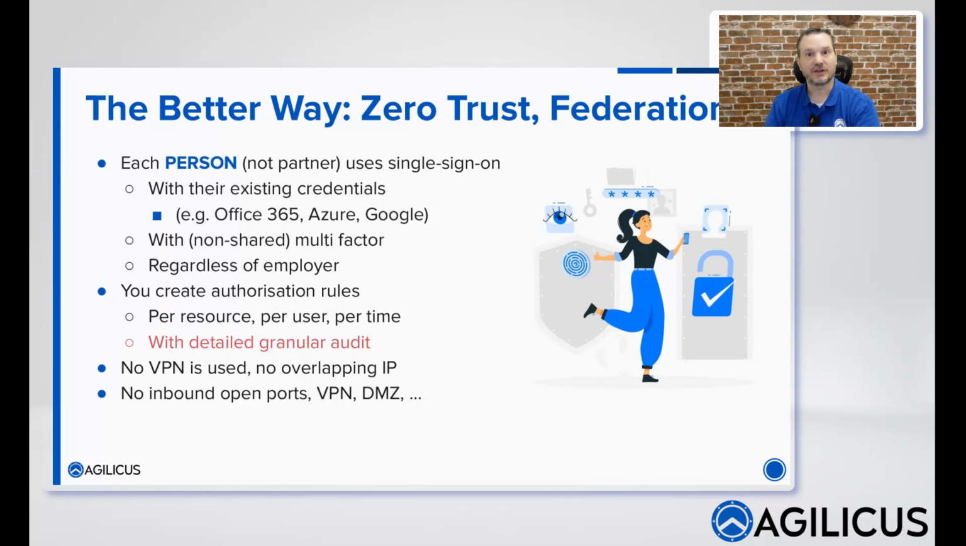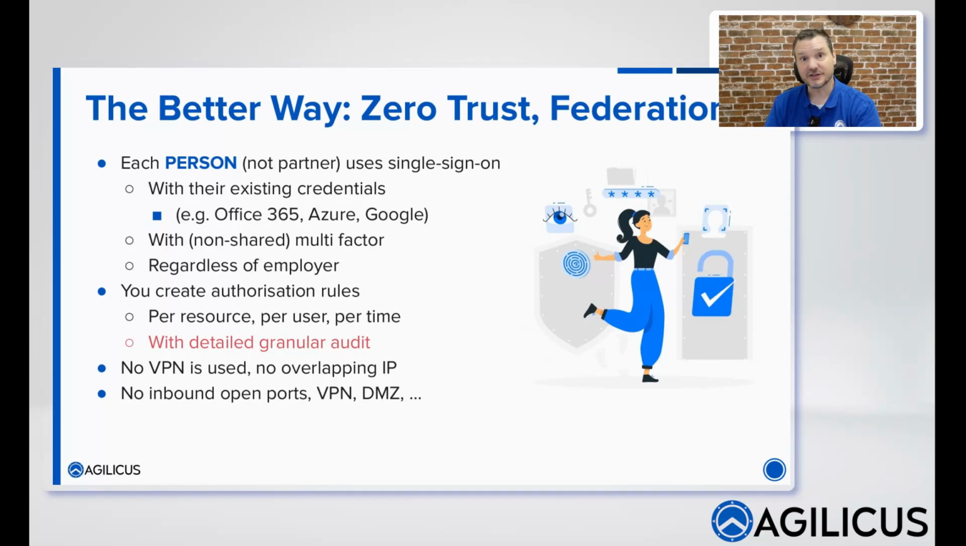Let's look at multi-factor. We are all used to one-time passwords today. We can use devices like Android or iOS that have multi-factor integrated by simply unlocking our phones with our thumbprint, for example, or Face ID. This can be done regardless of employer across multiple identity providers.